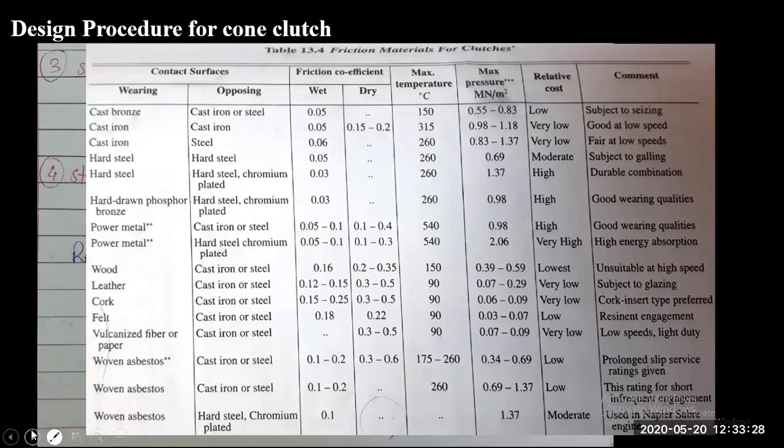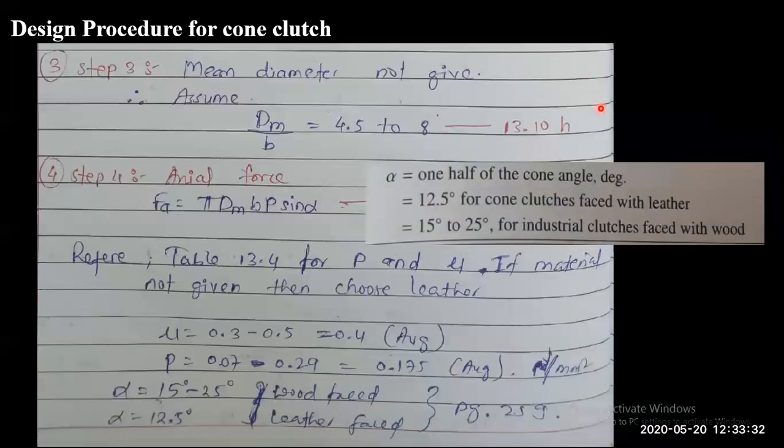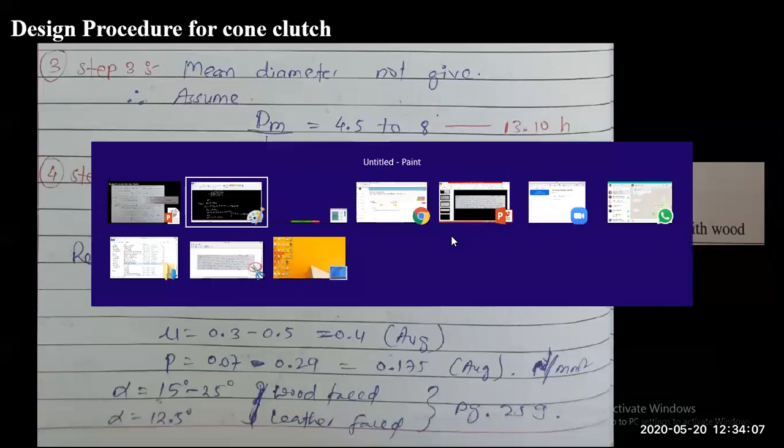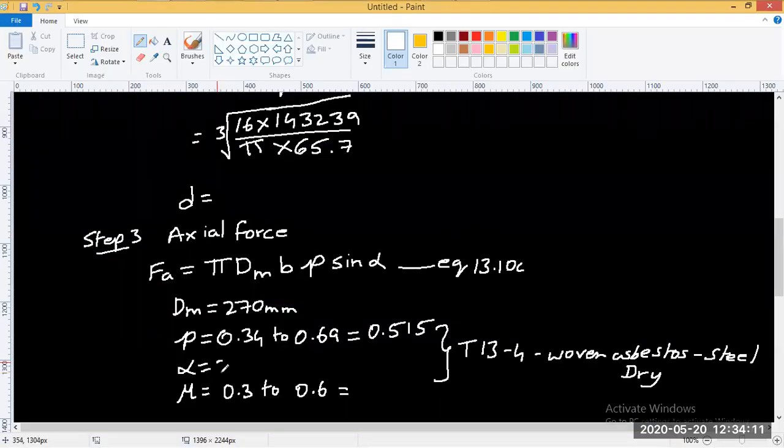And for alpha, alpha is given just below the equation. Check it out here. So alpha is 12.5 for cone clutches faced with leather, and this is faced with wood. So here we can equate asbestos to wood. Can take anywhere between 15 to 25 degrees. Only when it's specific for leather, we'll take this, or if it's asbestos or any other material, we'll take anywhere between 15 and 25 degrees. So let's take alpha as 20 degrees. And mu will be halfway, 0.45.